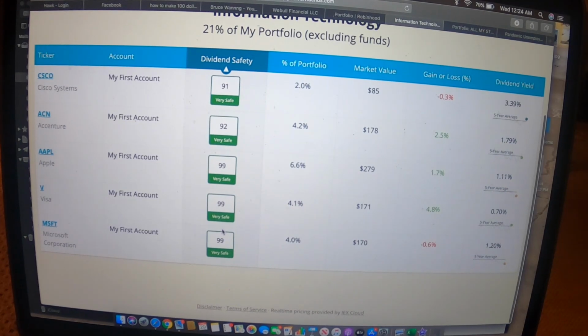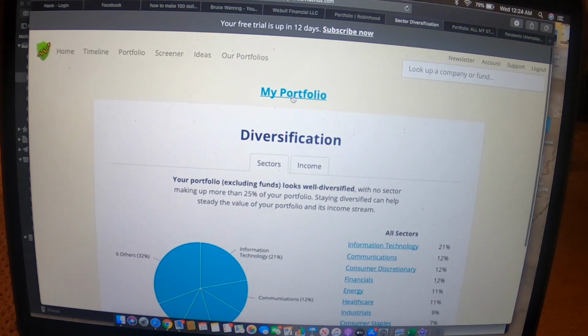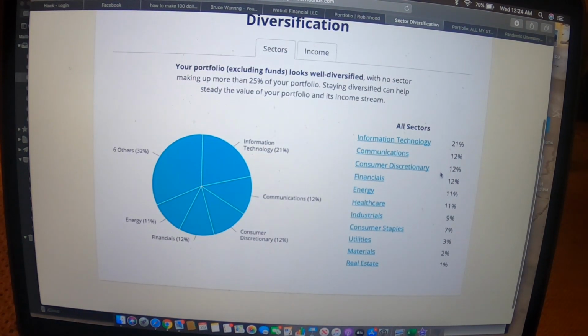And it tells you the dividend score, pretty much the safety score, right here. And the market value for the price of the stocks. And if I go back, if you click on all of them, as you could see, I pretty much cover all of them.